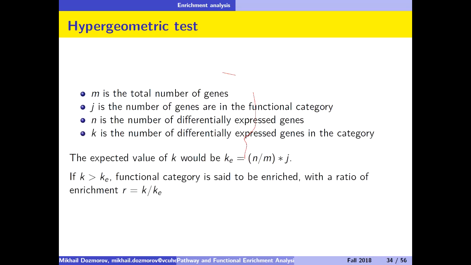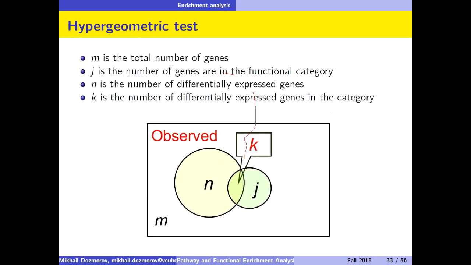How does the hypergeometric test work? You can calculate the expected value. What's the proportion of genes out of your differentially expressed ones that will be in the hypoxia pathway? That's the expected value. But if in reality you observe a value that is larger than your expected value, this functional category or pathway is said to be enriched. And this is the ratio of enrichment you can calculate, and for this ratio of enrichment, you can calculate significance p-value.